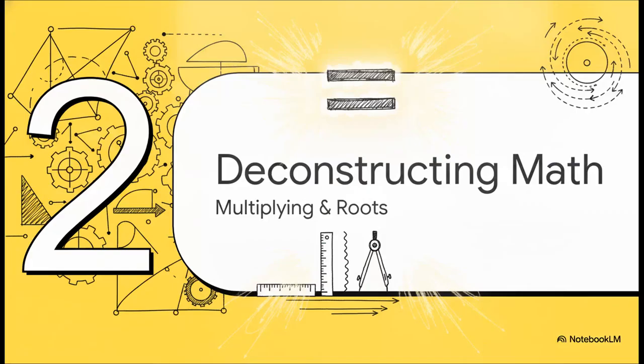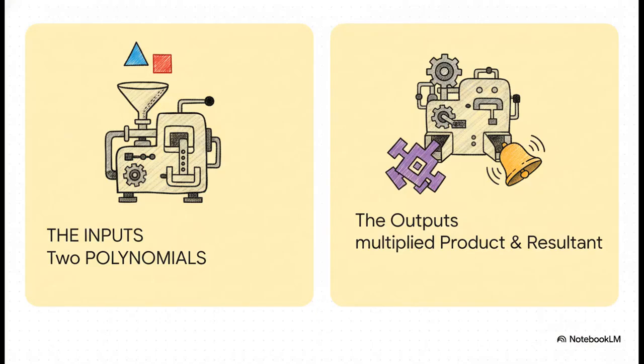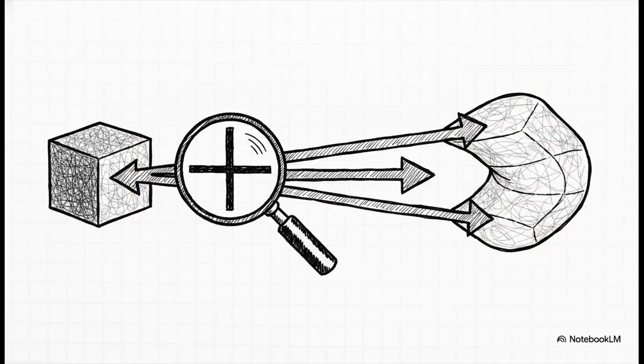Moving on to Section 2, deconstructing the math behind multiplying and finding roots. Think about the setup here. The authors construct this combined mathematical map where you feed in 2 distinct polynomials as your inputs, and your output is dual. You get their multiplied product right alongside the resultant. And here is where the magic happens.